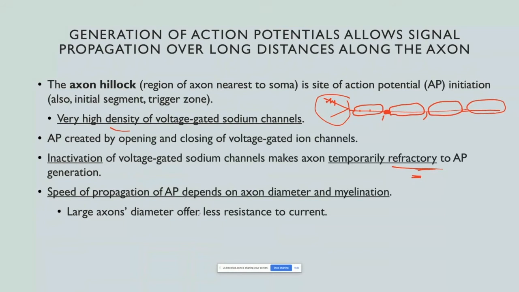Larger axons will transmit at a higher speed, faster, because these larger axons will offer less resistance to the current. And of course, myelinated axons will permit a faster transmission because myelin will prevent the diffusion of the sodium and potassium ions. So we keep the transmission within the axon and it doesn't spread.